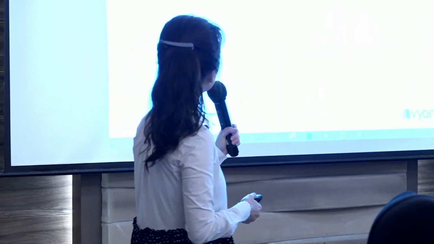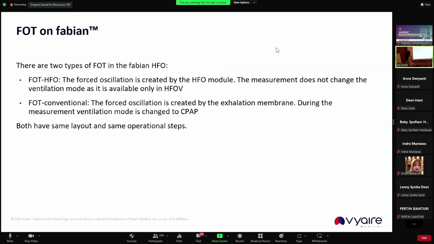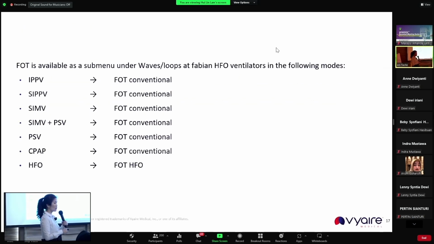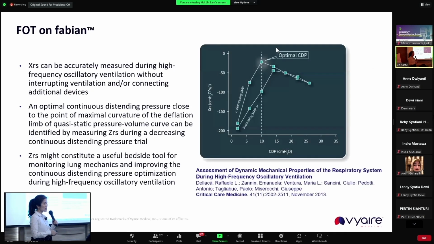So there are two types of FOT on our Fabian HFO. There is the FOT HFO, where the forced oscillation comes from our HFO module. The mode of ventilation will not change because this is done only in HFO itself. Then we also have the FOT conventional, where the oscillation comes from the exhalation membrane, and the mode is changed to CPAP while we are doing the FOT, but only for a very short period of time. So we have FOT conventional for your conventional modes, and FOT HFO for HFO modes. This is how you will usually see the FOT procedure.